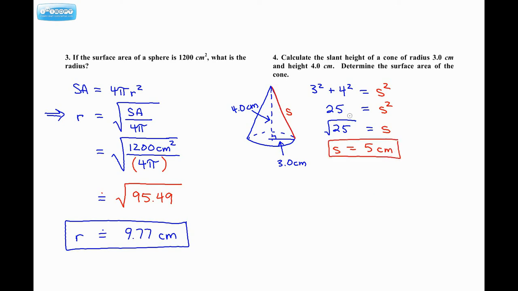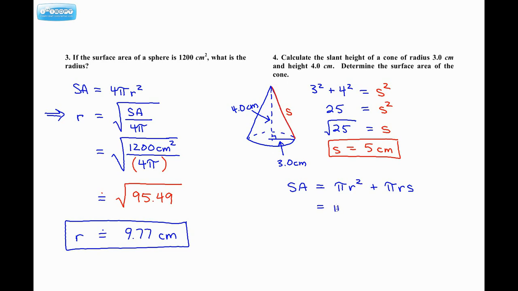And I need that because it says determine the surface area of the cone. And this is the formula for the surface area of a cone, which would be given to you. It is pi r squared plus pi r s. This pi r squared, that is the bottom face, that's the circle. The pi r s, that is the curved face, the lateral face around the side. But we have all the information we need now.